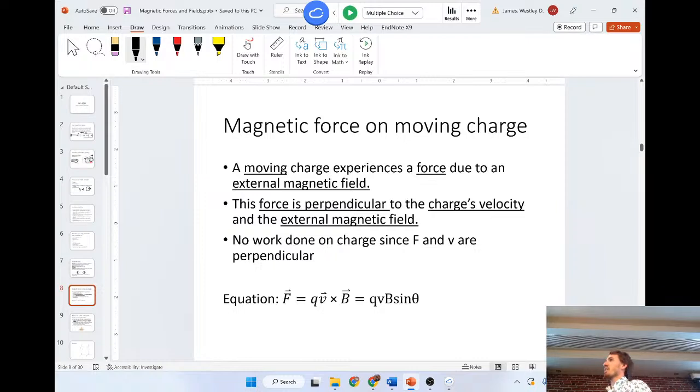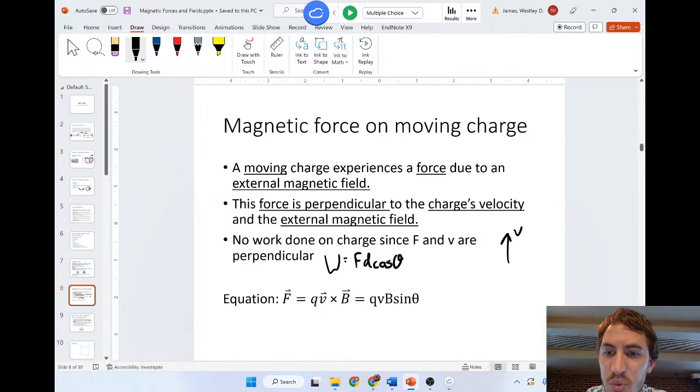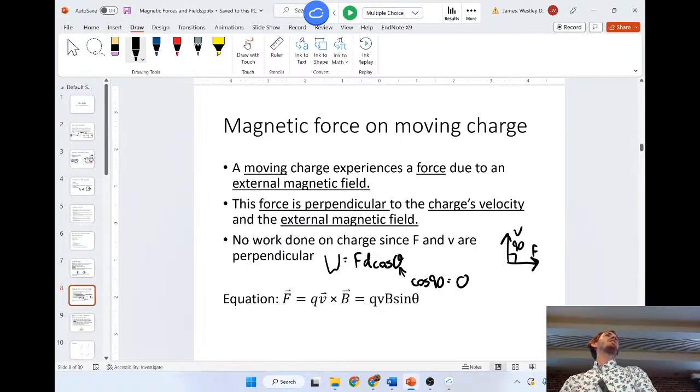No work is done on the charge because, if you all remember the definition of work, work was force, distance, and the angle between them. In this problem, it says they're perpendicular. So if the charge is moving this way, the force may be this way. If the angle between those is 90 degrees, cosine of 90 is 0. So a magnetic field does no work on a moving charge.